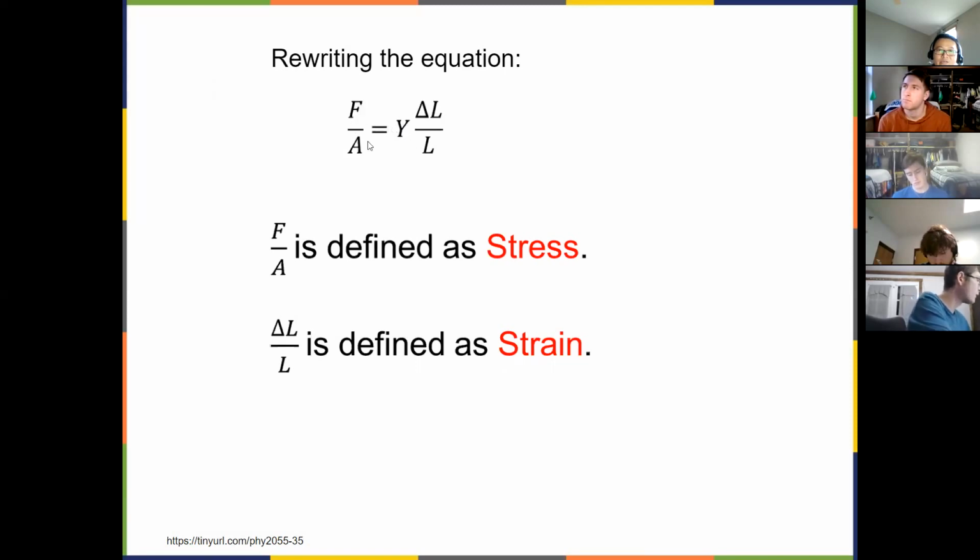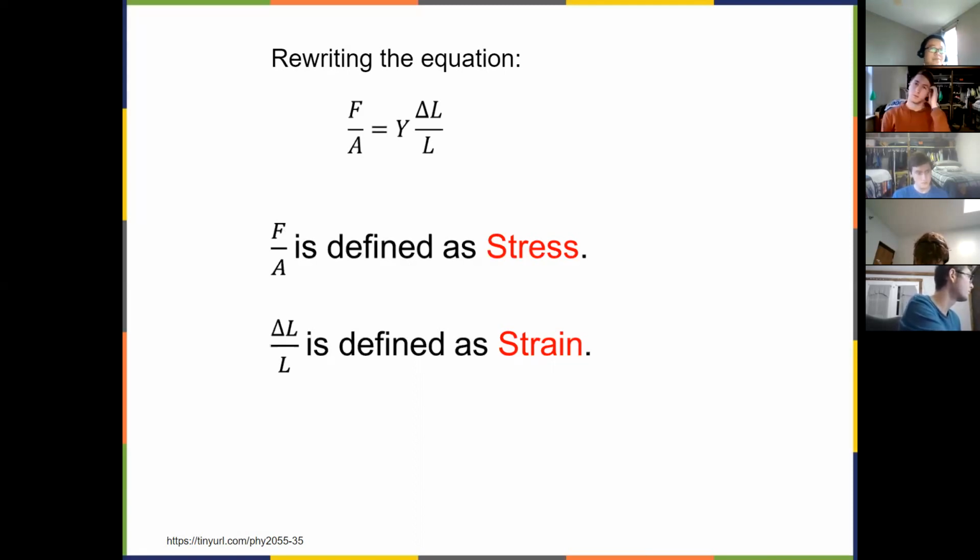Okay, so then you will have this. This is basically a rearrangement of the quantities in the equation in the previous slides. The F over A is defined as stress. Also, in the second semester, you will learn that F divided by A is also called pressure. So sometimes we use these two terms interchangeably.